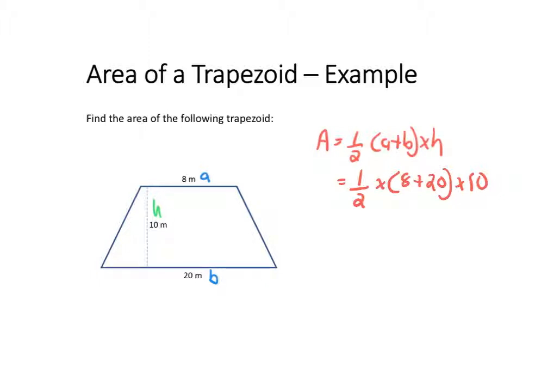So the next step is to do my brackets. So 8 plus 20 is equal to 28. So 1/2 times 28 times by 10. The next step, I would do 28 times 10. So 1/2 times 280. And then the final step is 1/2 of 280, which is equal to 140. I need to remember to put in my units of measurement, which is meters squared. So the area of the trapezoid is 140 meters squared.